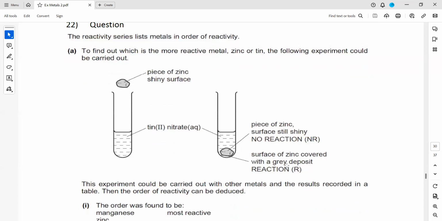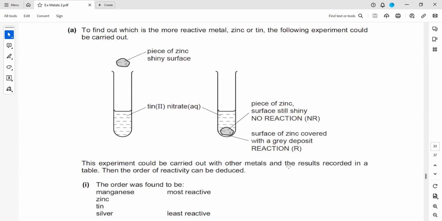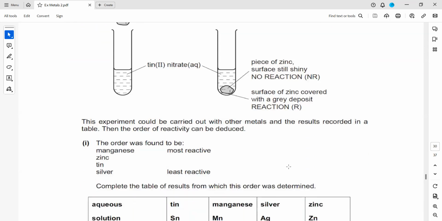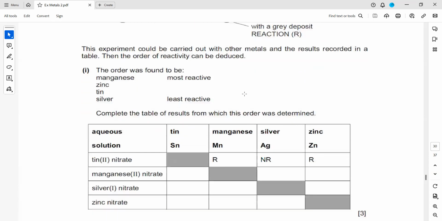Okay. This experiment could be carried out with other metals. Basically, what happened: a piece of zinc surface still shiny means no reaction, and the surface of zinc covered with a gray deposit means the surface reacted. This experiment could be carried out with other metals, and the results recorded in the table, then the order of reactivity could be deduced. So if a reaction happens, it means the element is more reactive. Like if the zinc is able to displace, then it is more reactive. If it's not able to displace, it is less reactive.